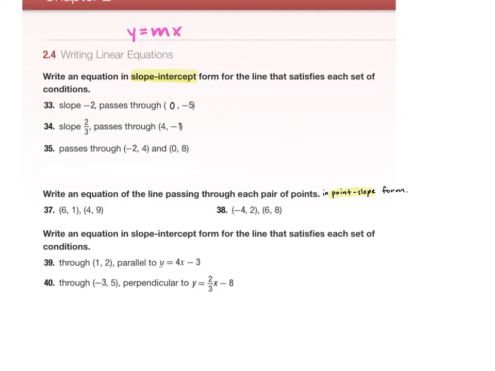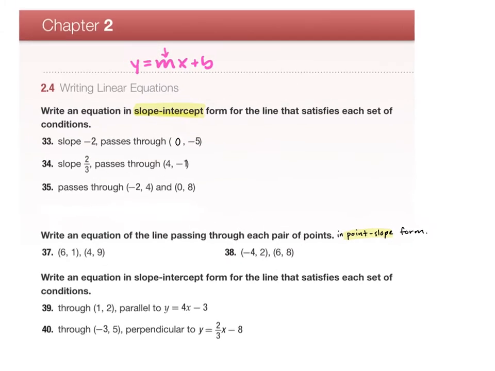Y equals mx plus b. M is what? Your slope. And what's b? Y-intercept.